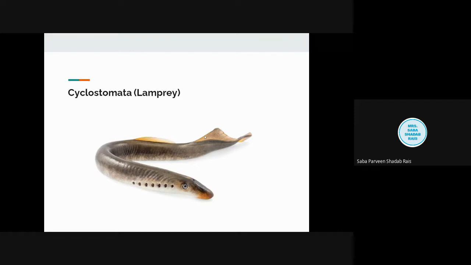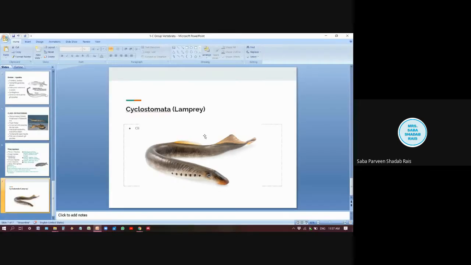When we talk about their habit and habitat, they are carnivorous. Sometimes they are found as ectoparasites. Ectoparasite means the parasite which attaches itself on the body of the host. So sometimes they are found as ectoparasites. They attach themselves on marine or maybe freshwater fishes, and where do they attach? They attach below the mouth of the fish. I will show you one of the diagrams.